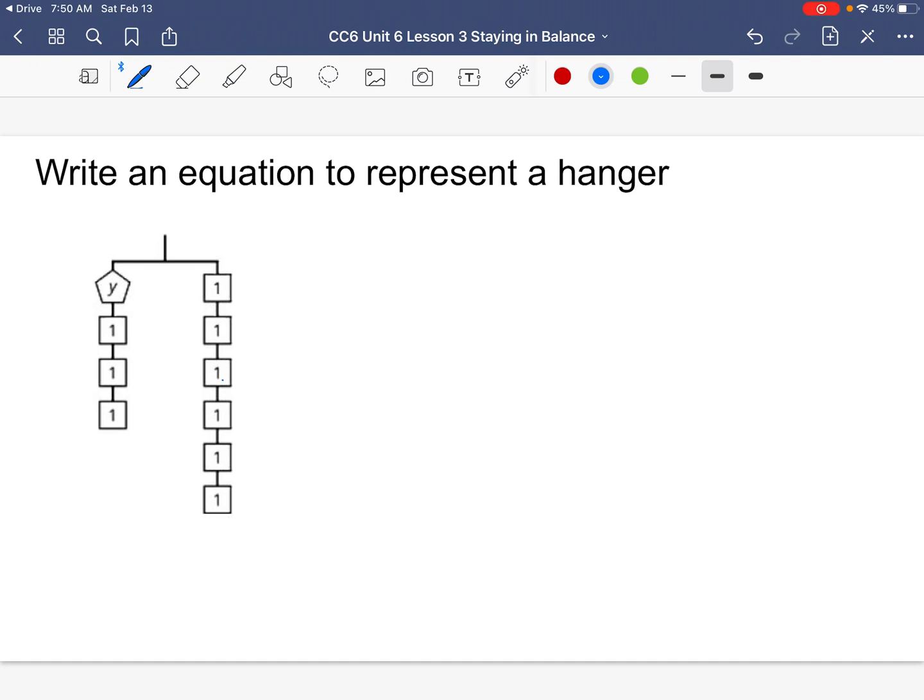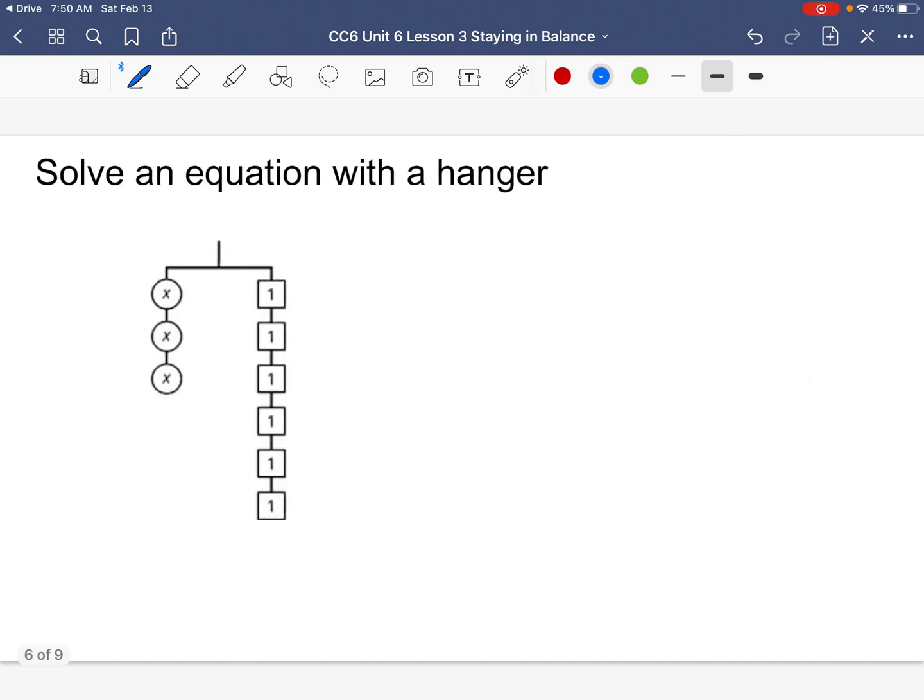So here we have another hanger. Again, we have an equal sign. On the left hand side, we have a y and 3 ones, so y plus 3. And on the right hand side, I have 1, 2, 3, 4, 5, 6 ones again, so y plus 3 is equal to 6.